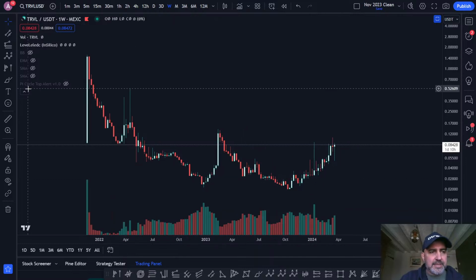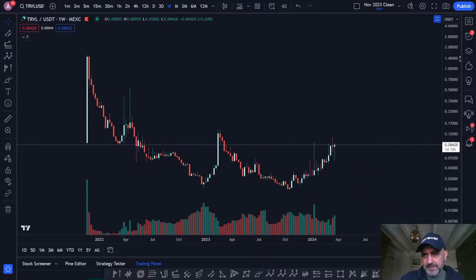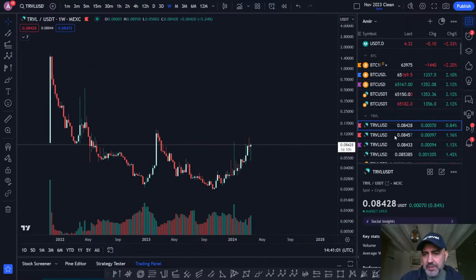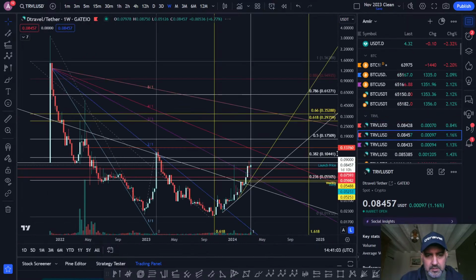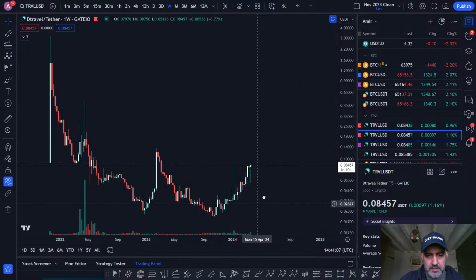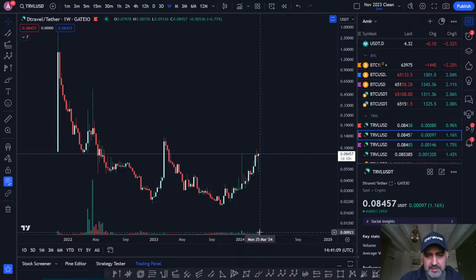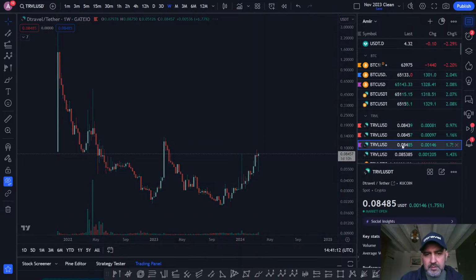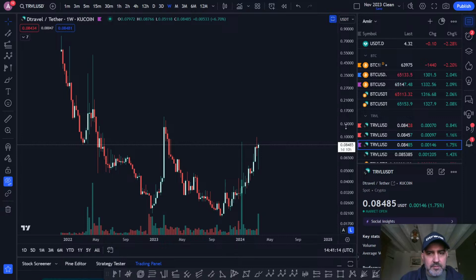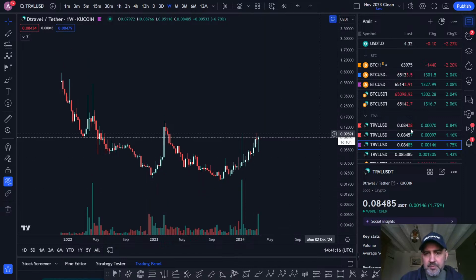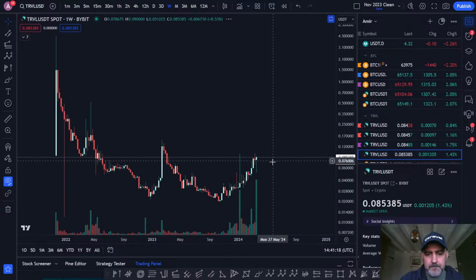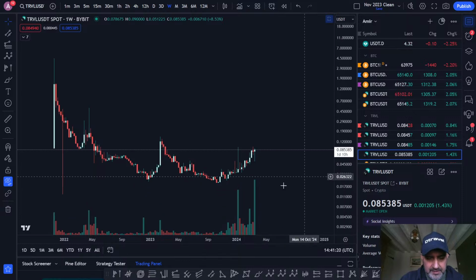So this is the weekly time frame. This is on Max. You can see that there's an increasing volume on this weekly candle. When I have a look at the other exchanges, Gate has slightly increasing volume here. KuCoin, that's increasing volume, and that's a significant increase on Bybit.